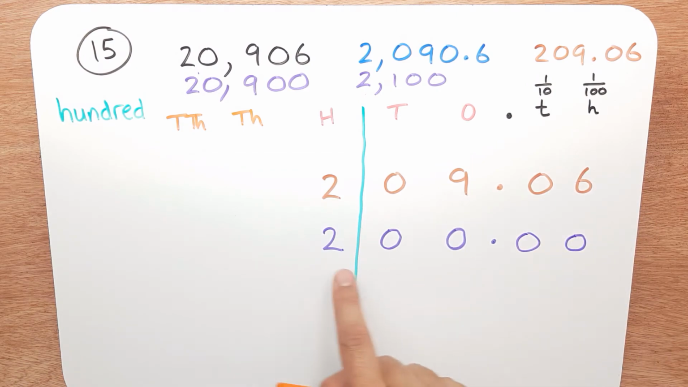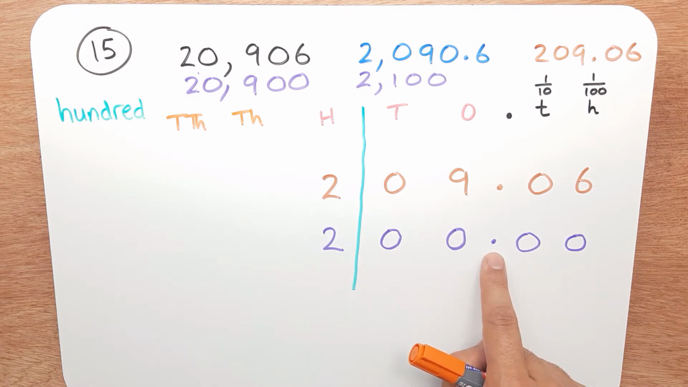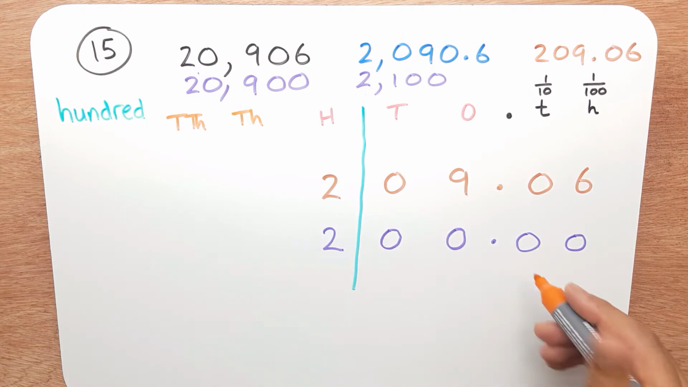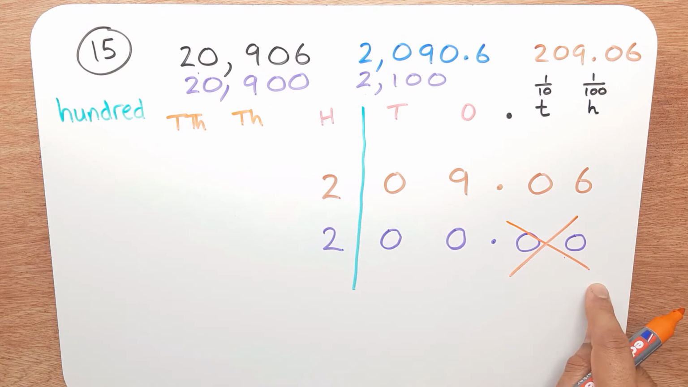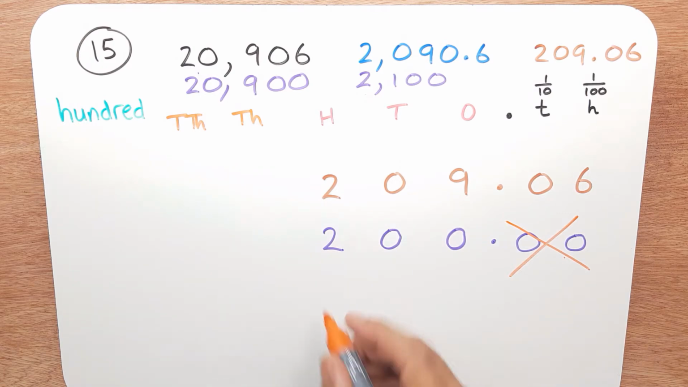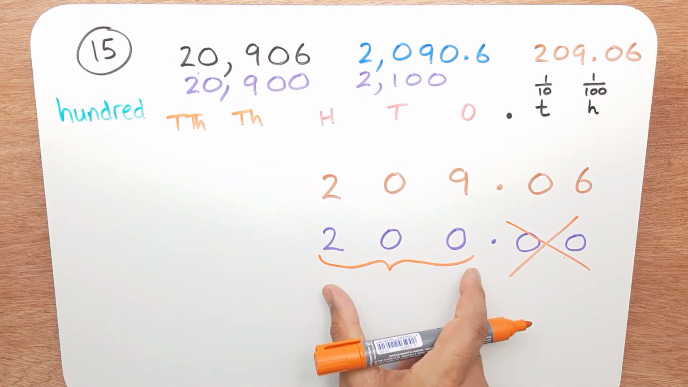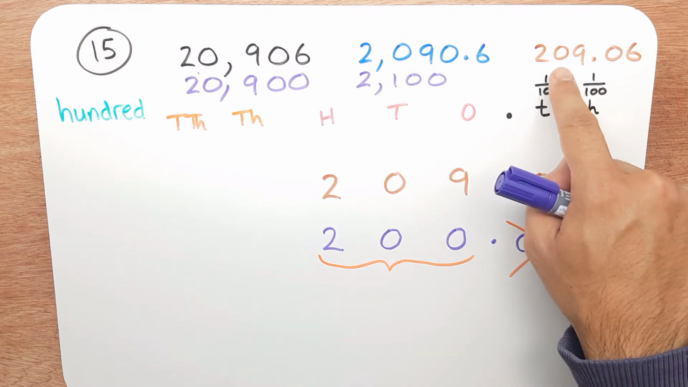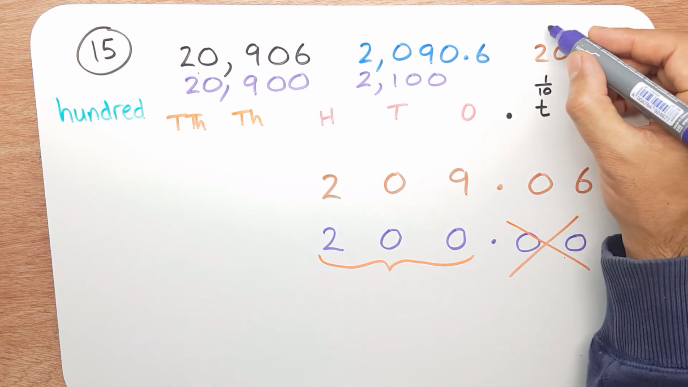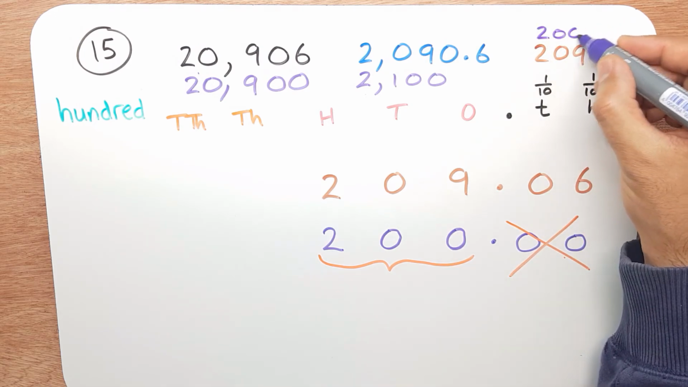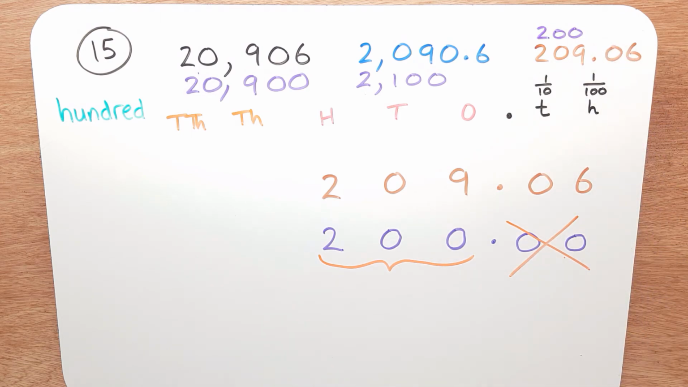Now, when you're rounding off to the nearest 100, anything after the decimal point we do not need. So we can cross the decimal point off and the 2 zeros. We don't need those. So let's remove this line. Our number now is 200. So our number 209.06 rounds off to 200 to the nearest 100. But remember, this is only one way of doing it. So whichever method you're comfortable with or you've been taught, you can use that.